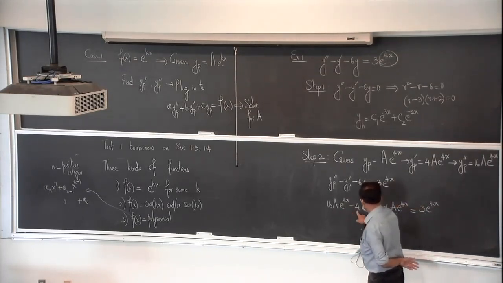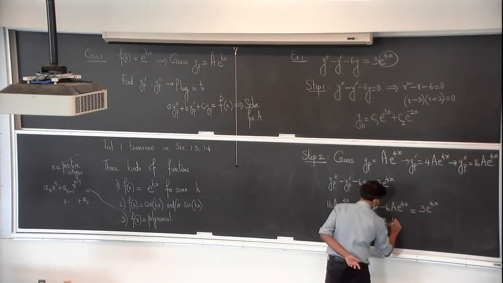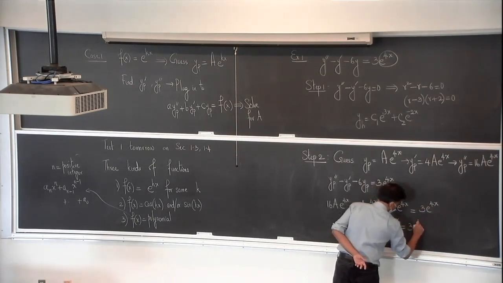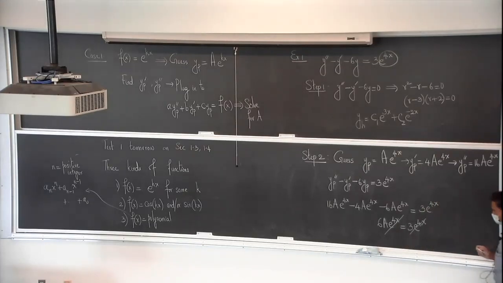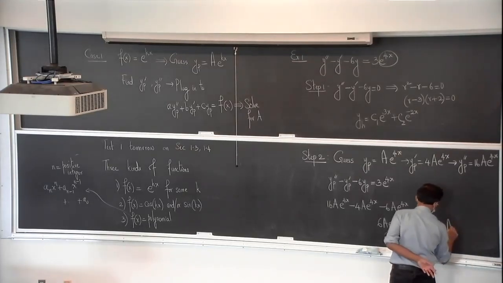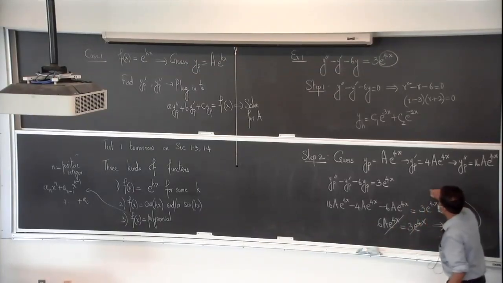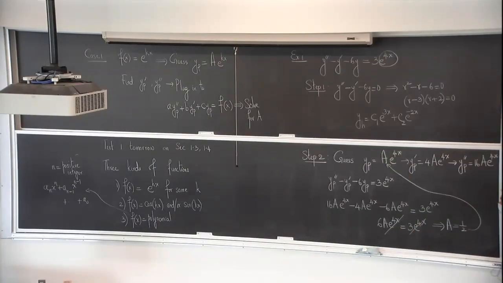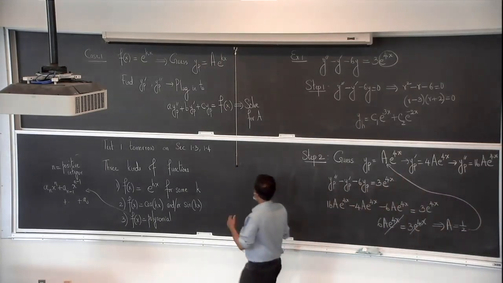So that's 16 minus 4, 12. 12 minus 6 is 6a e to the 4x equal to 3 e to the 4x. Cancel, cancel. And you get a equal to half. And that a is what we need. So that's why it's called the method of undetermined coefficients. You had a coefficient that was unknown. That's here. Now you can just write your general solution.